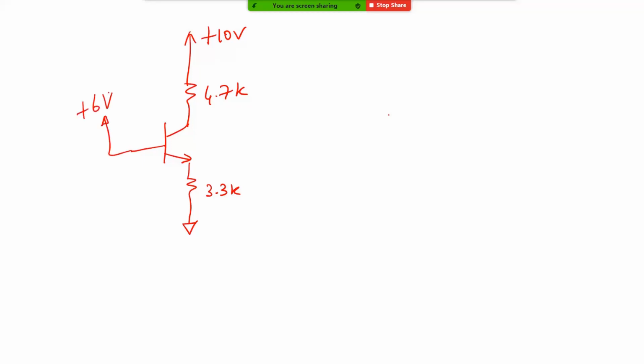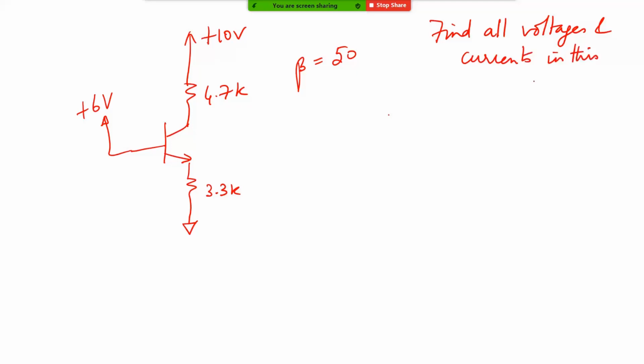The difference in this circuit is it is plus 6 volt. There's also another difference: the beta is 50. Now same thing, find all voltages and currents in this circuit. There is a twist in this problem. Let me see who is able to find it.